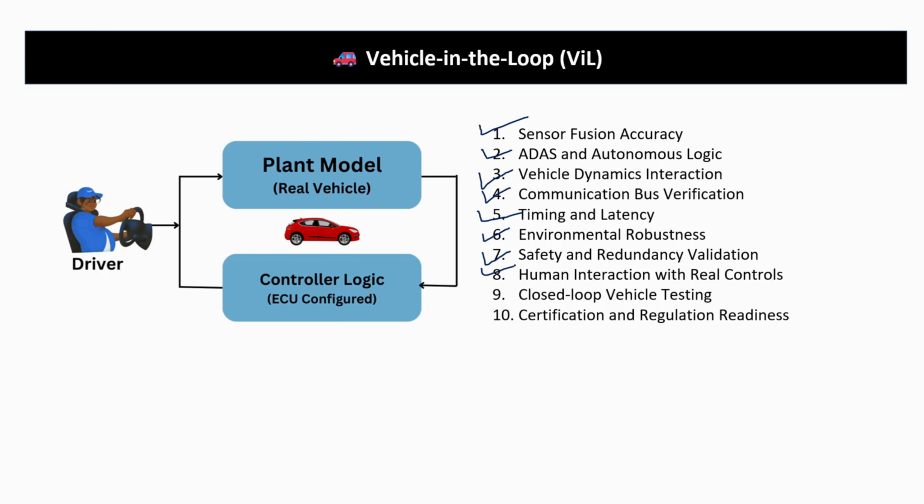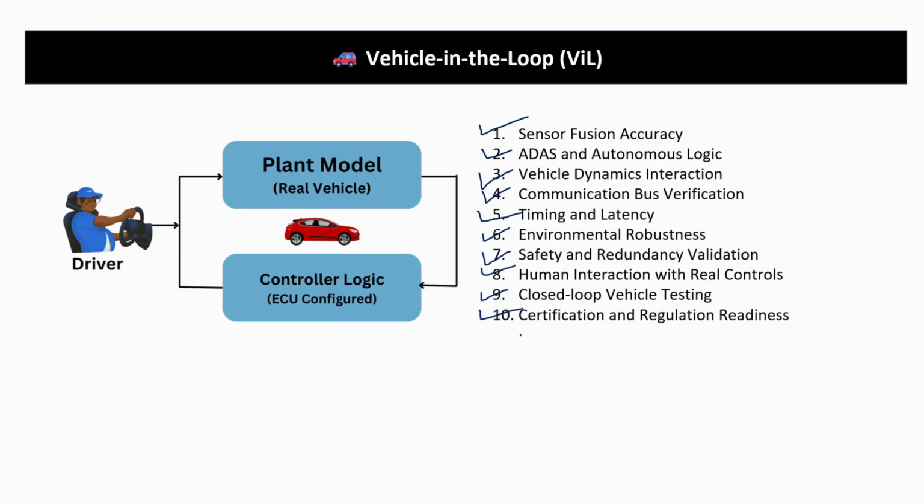Human interaction with the real controls. Measuring how the driver or operator feels during ADAS engagement. Closed loop vehicle testing. Verifying the full control chain from perception, decision, and actuation. Certification and regulation readiness.